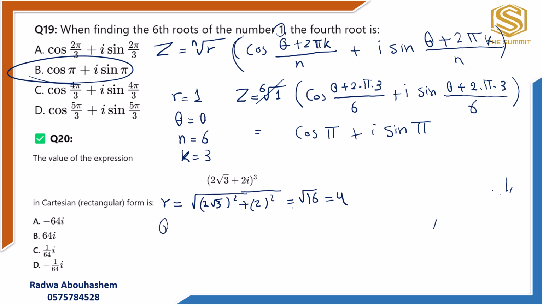Let's get the theta, the inverse of tan, of 2 over 2 root 3. So it's the inverse tan, 2 cancelled, 1 over root 3. So which theta has the tan of 1 over root 3? Its theta is 30. Let's write it. So r is 4 and theta is 30.